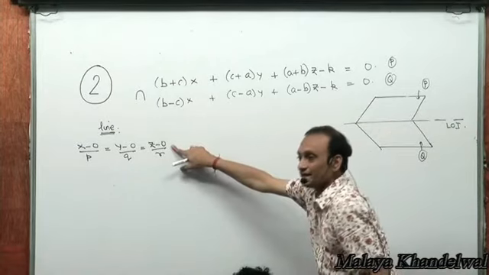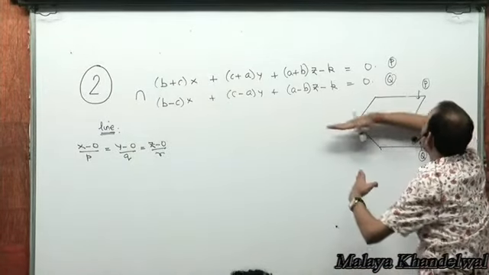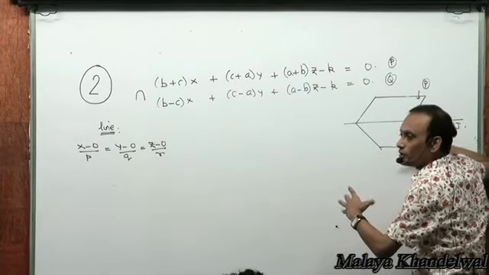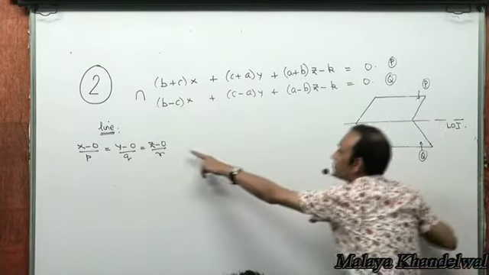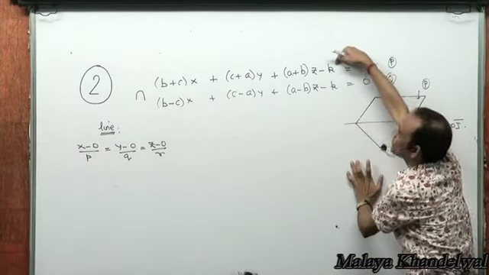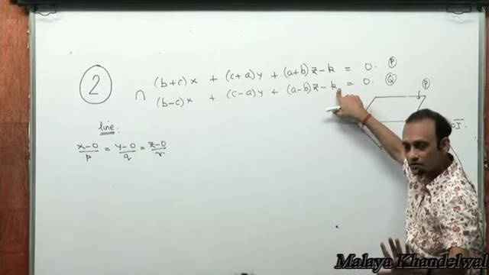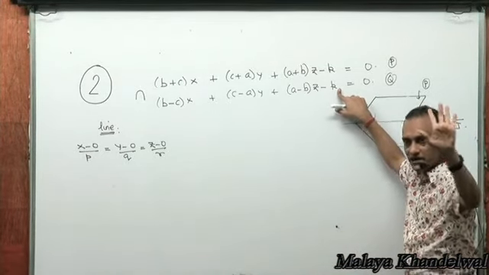So this line, which is parallel to this line, will be perpendicular to the normal to P and will also be perpendicular to the normal to Q. Yes or no? This line whose equation we are seeking is perpendicular to the normal to this plane and perpendicular to the normal to this plane. Do you all understand this?